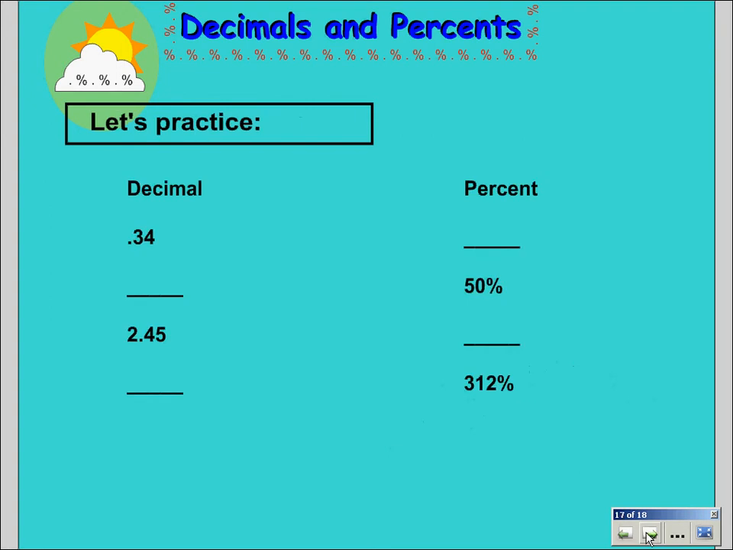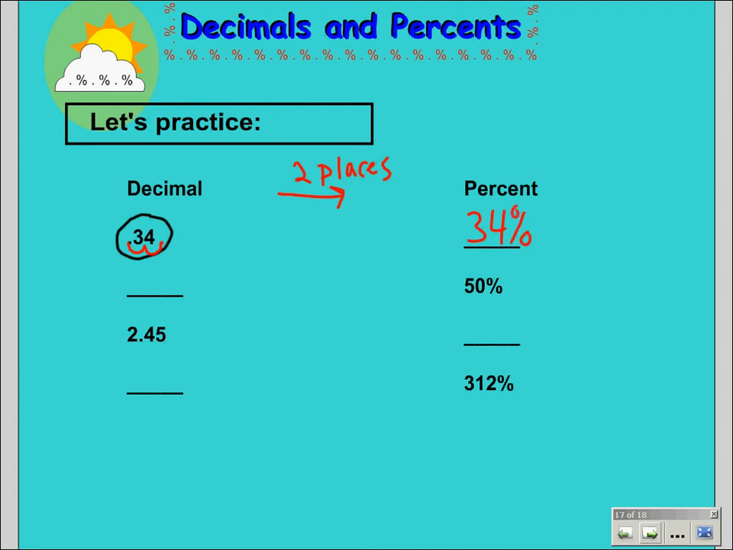Let's look at some examples. We have the decimal 0.34, and we want to turn it into a percent. Well, our rule is to move our decimal 2 places to the right. So we're going to take our decimal behind the 3 and move it over 1 place and a second place, giving us a whole number of 34. And of course, because it's a percent, we want to add our percent sign.